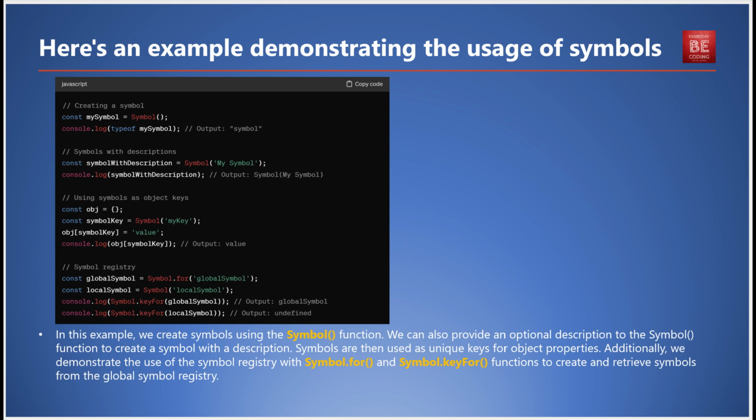Symbols can also carry an optional description. This description is a string that helps you identify the symbol. However, it's important to note that this description doesn't affect the uniqueness of the symbol. It's mainly for debugging purposes.